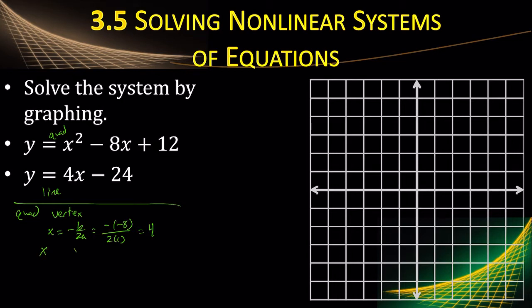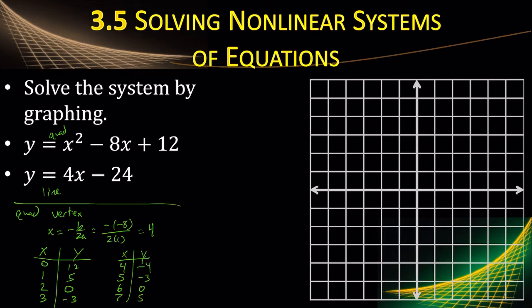So, make my table. 0 is 12, 1 is 5, 2 is 0, and I'm getting this just from my calculator. 3 is negative 3. 4 is negative 4. 5 is negative 3. 6 is 0. And 7 is 5.